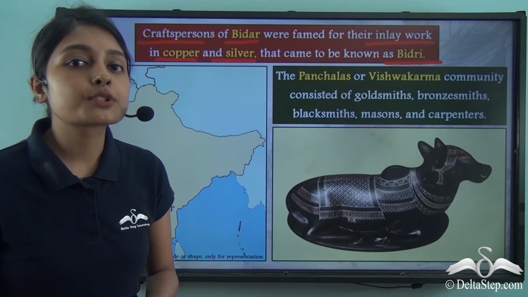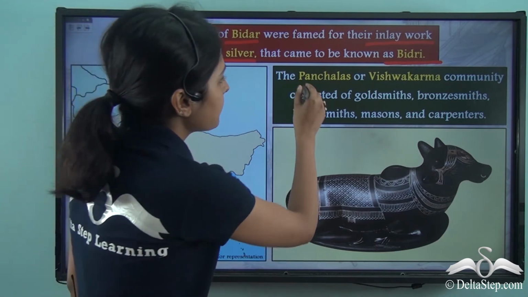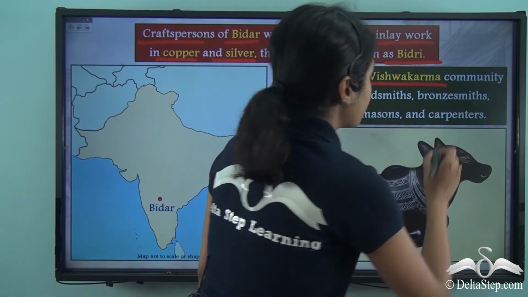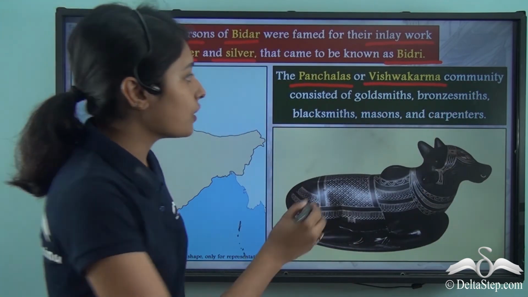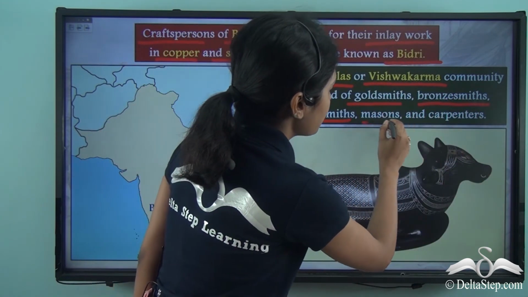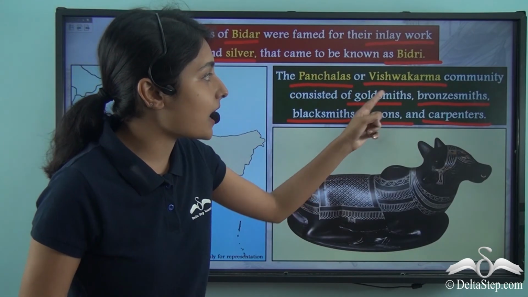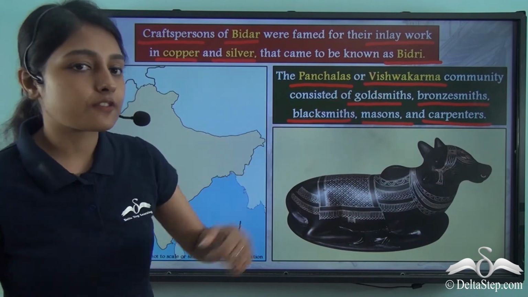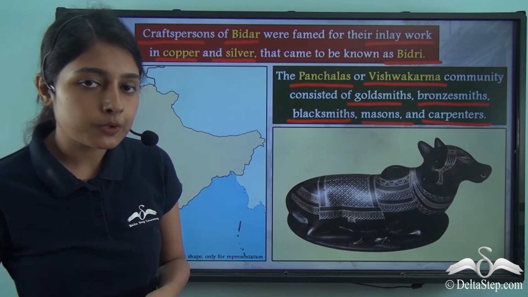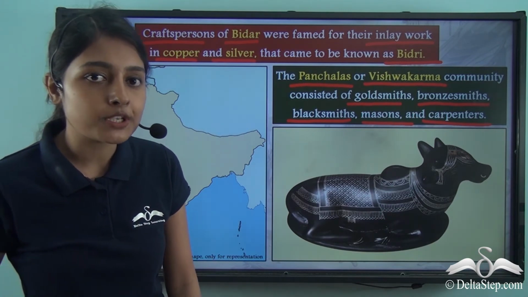Now from here we come to another community of artisans. This community was known as the Panchalas. The Panchalas, or the Vishwakarma community, consisted of goldsmiths, bronzesmiths, blacksmiths, masons and carpenters. So you can see how various kinds of artisans made up this Vishwakarma community. Now let us find out a little more about the Vishwakarma community and how this name Vishwakarma is significant to this community.